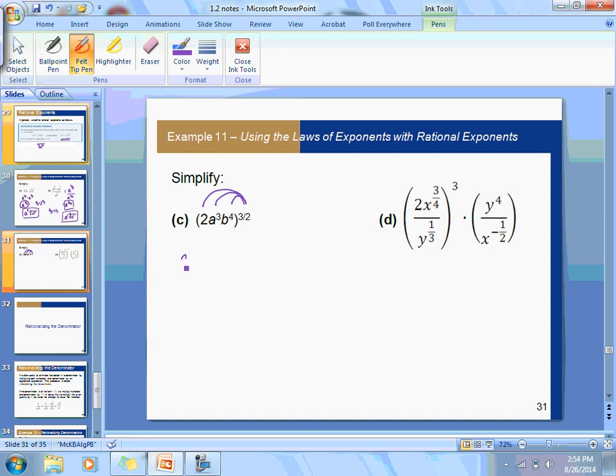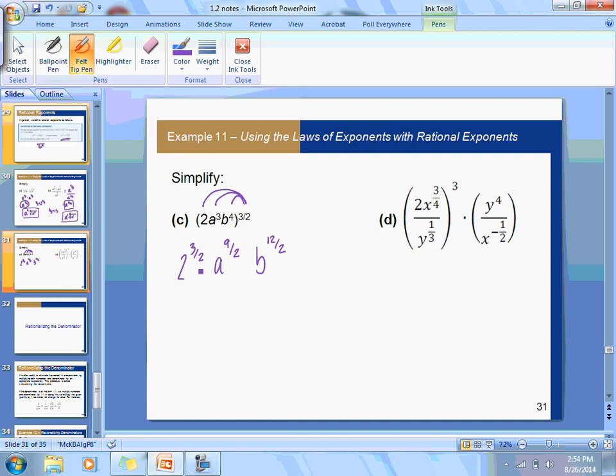So now I'll have 2 to the 3/2 power, and I'll have a to the 9/2. You're multiplying 3/2 by 3. And then I'll have b to the 12/2, which is also b to the 6th. Okay. Now I can simplify this a little bit more. I can break things down just to simplify them.